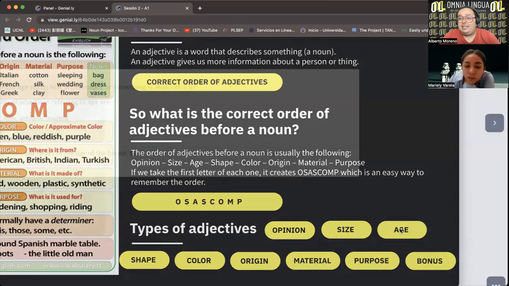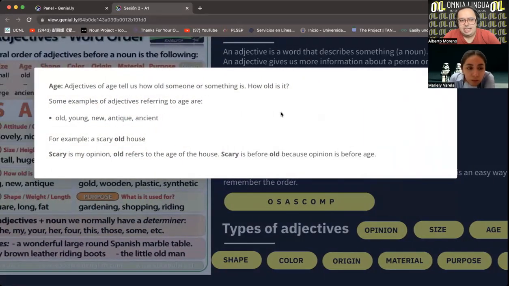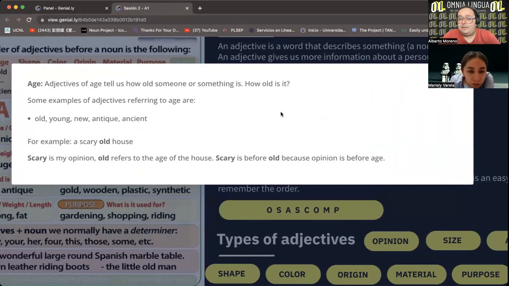Okay. Then we have the age. As the name says, adjectives of age tell us how old someone or something is. We can ask, how old is it? Or how old are you? Some examples of these adjectives are old, young, new, antique, or ancient. Old, viejo; young, joven; new, nuevo; antique, antiguo; ancient.